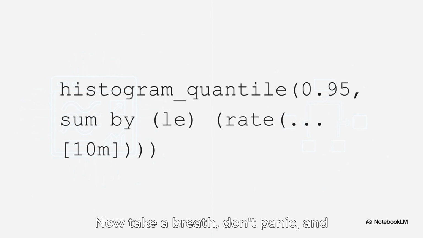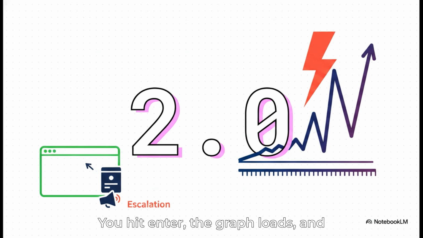Now take a breath, don't panic, and let's just look at it from the inside out. We grab the duration bucket metric for the payment service. We take the rate over 10 minutes. Then we sum it, making sure to keep the le label, which, by the way, is mandatory to preserve the bucket structure of a classic histogram. And finally, we wrap the whole shebang in histogram_quantile(0.95, ...). So the crucial point here is that this massive, intimidating query is literally just the 5 basic patterns we just learned, nested together. You hit enter, the graph loads, and the visual output confirms it.